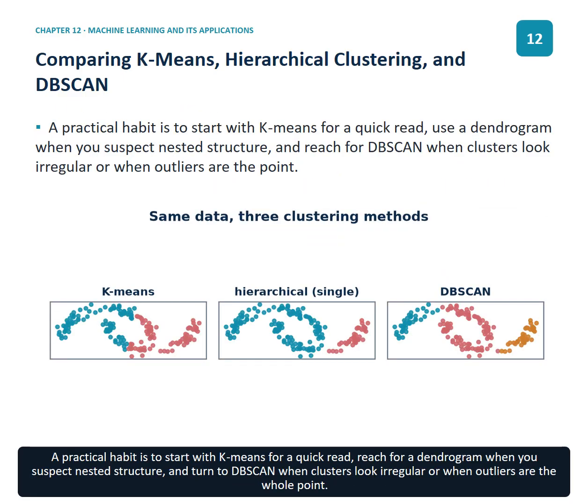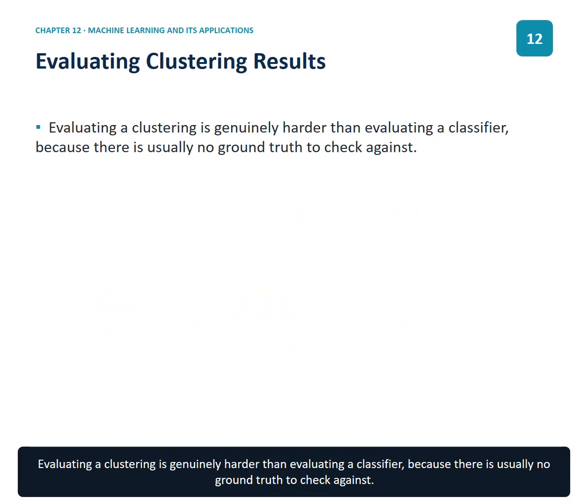A practical habit is to start with k-means for a quick read, reach for a dendrogram when you suspect nested structure, and turn to DBSCAN when clusters look irregular or when outliers are the whole point. Evaluating a clustering is genuinely harder than evaluating a classifier because there is usually no ground truth to check against.